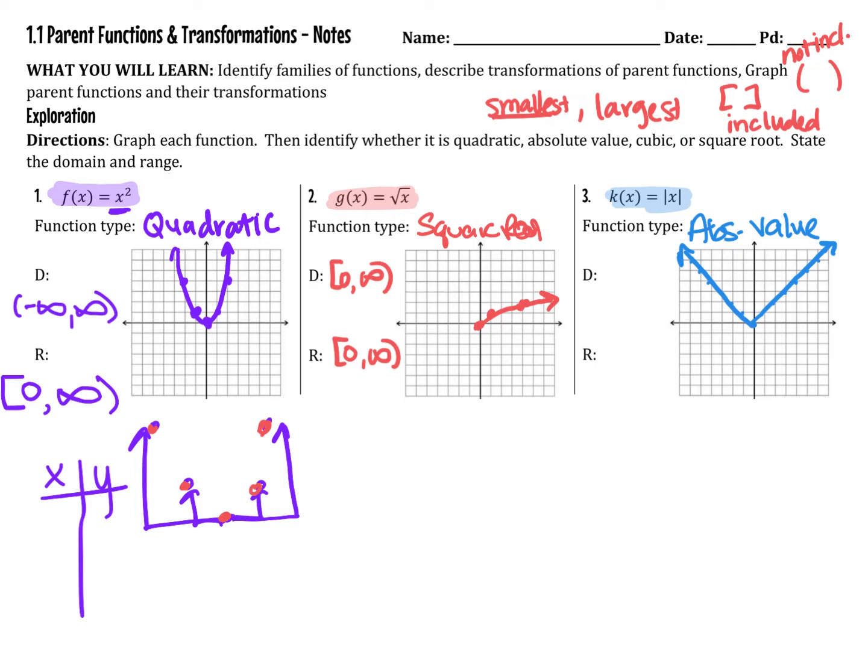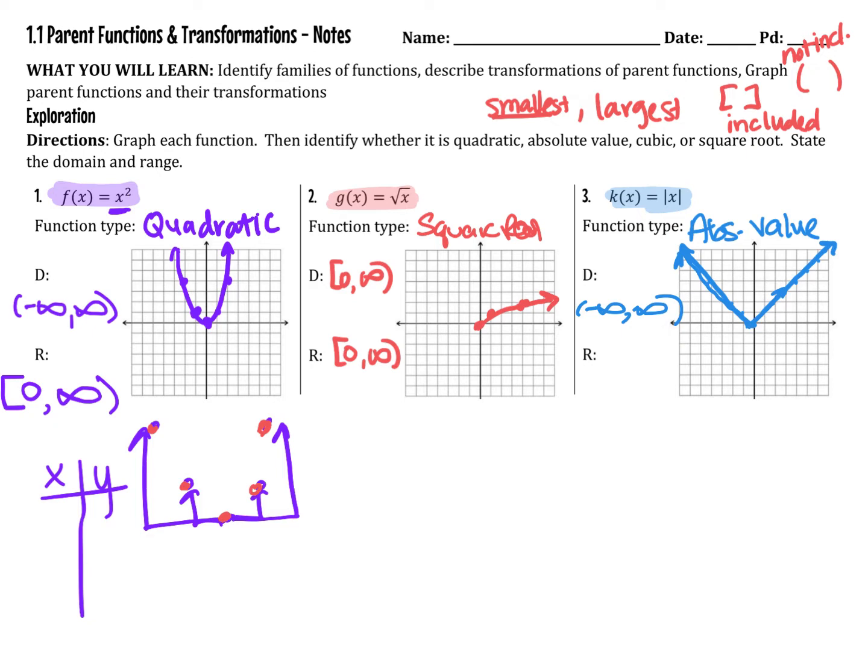Now I want you to see if you can identify the domain. What is the smallest x value? What is the largest x value? So remember, smallest and largest for x is talking about left and right, and I'm going left forever, which means negative infinity is my smallest x value, and I'm going right forever, which means positive infinity is my largest x value.